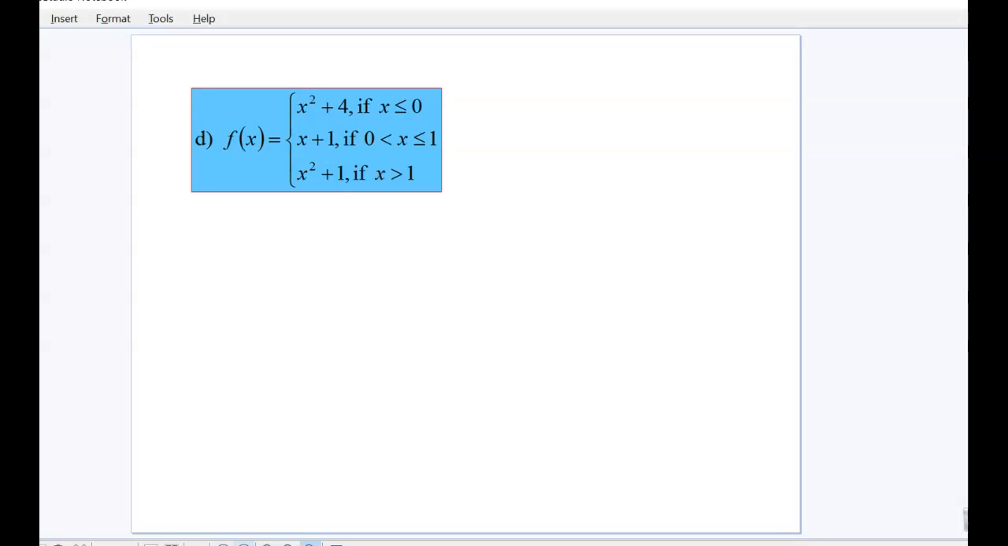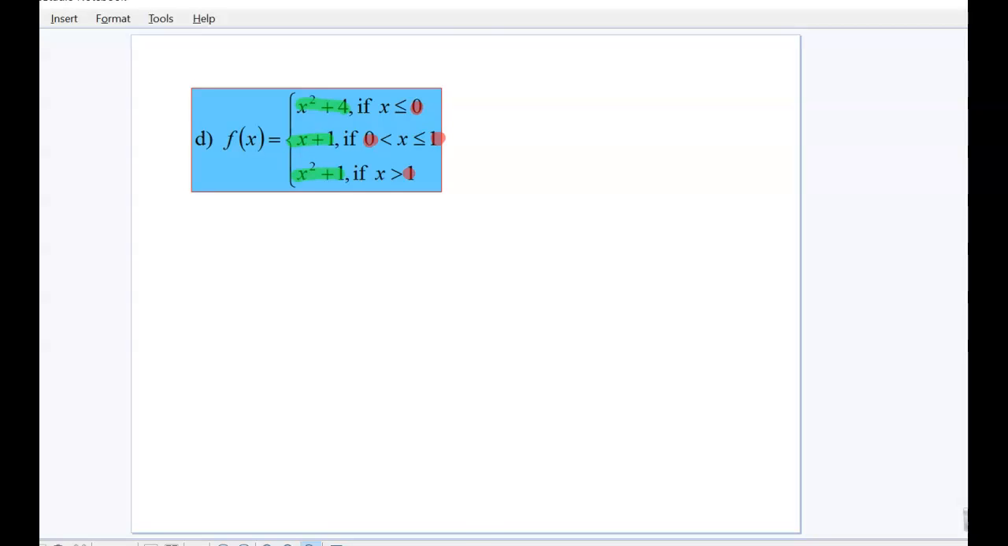All right, the next example, I'm going to encourage you to pause the video and try this one on your own because this one's very similar, so I'll give this one a try. Okay, I'm hoping you had a chance to try this one. And again, notice that these functions on their own are all continuous, so the only places that they might not be continuous are going to be at their change points, so 0 or 1.